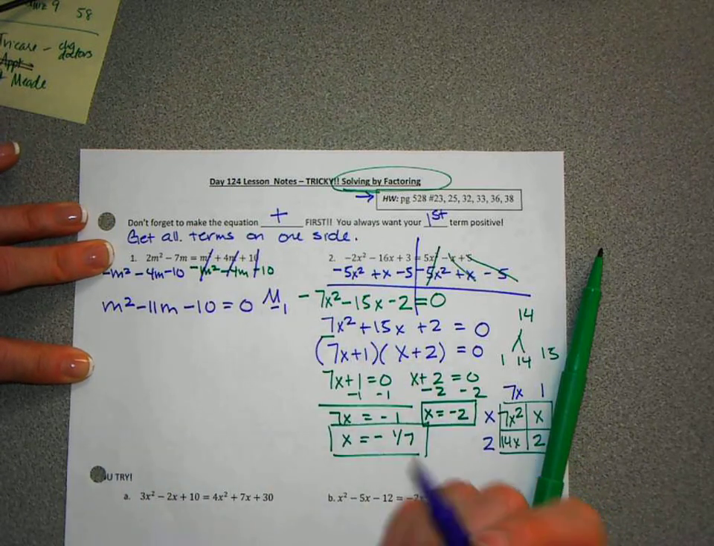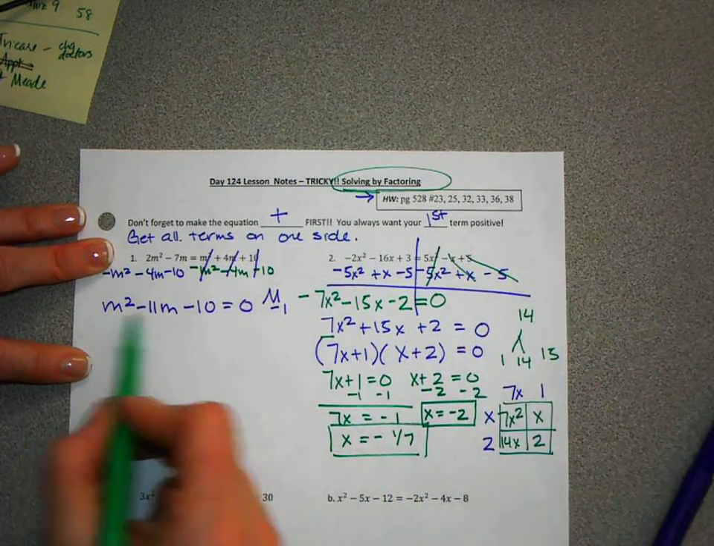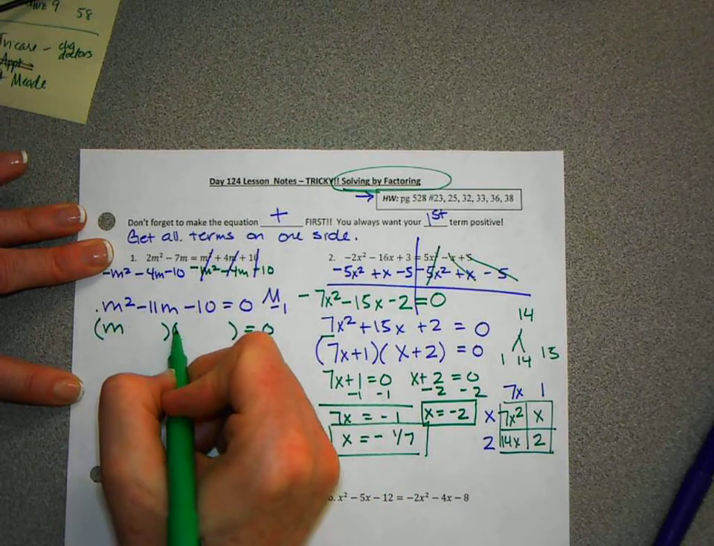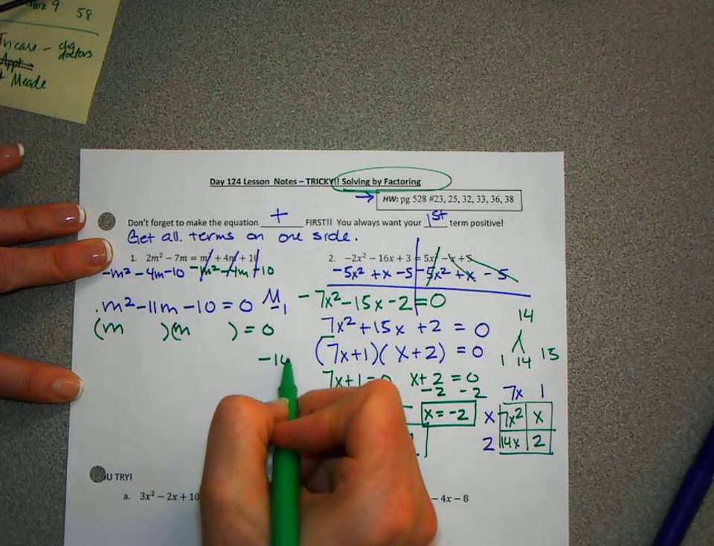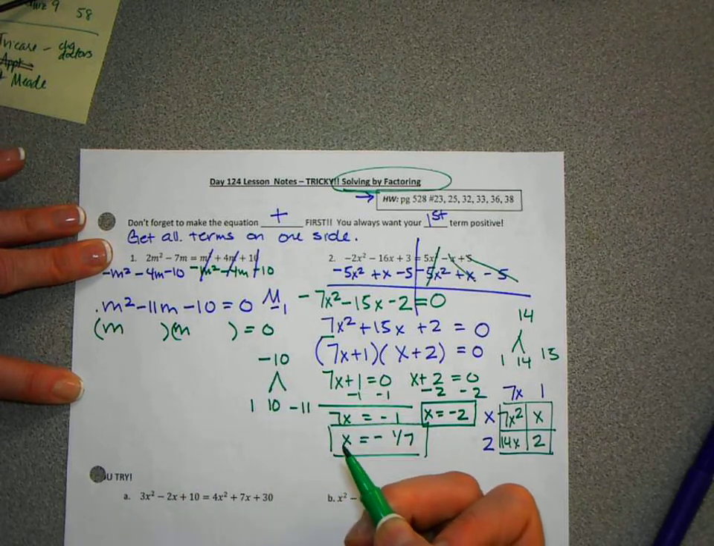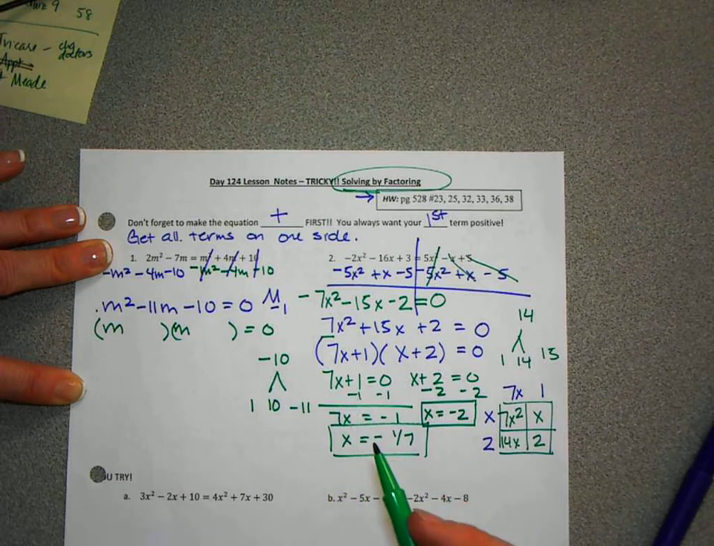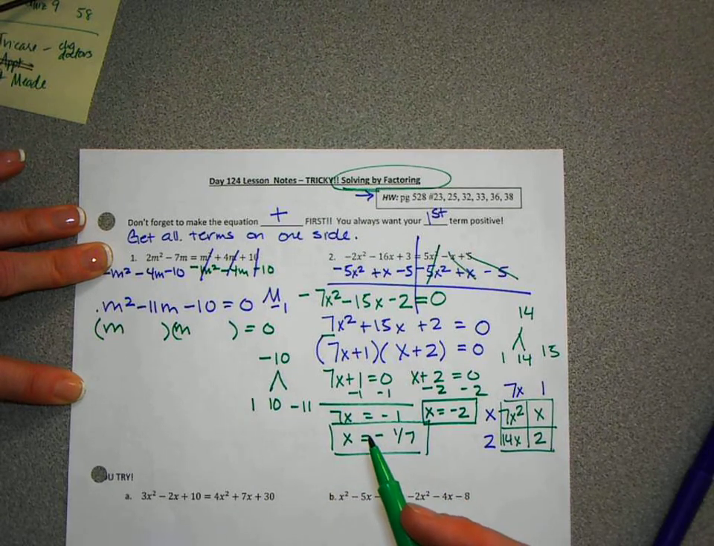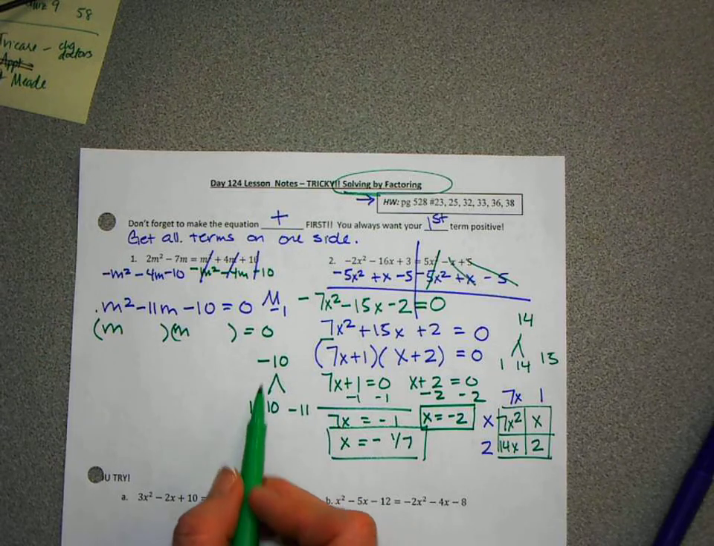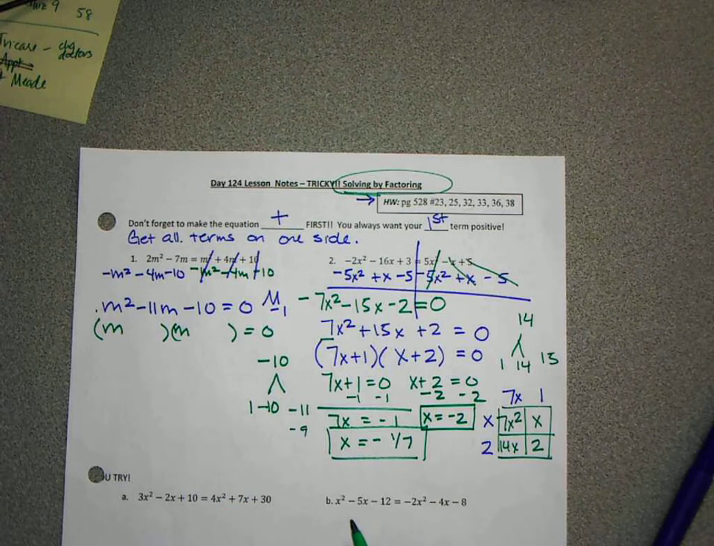That's what we like. Now we look at it. a is equal to 1. So, m and m. What multiplies to negative 10 but adds to negative 11? 1 and 10. Oops. Let's see. If I have to make one of them negative, if I make the 10 negative, then I get 9, and that does not work.